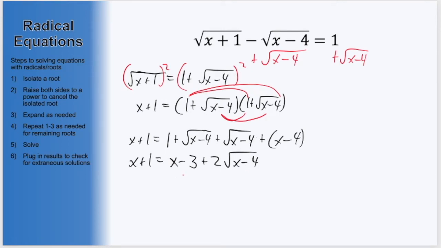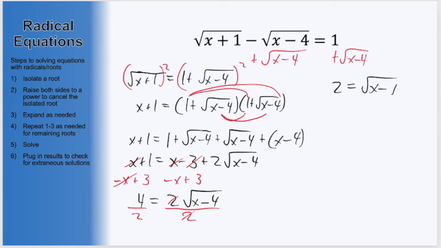To do that, I'll need to move the x and the minus 3 that's over here on the right side over to the left by subtracting x and adding 3. That'll cancel the x and minus 3 on the right, while on the left I have x minus x, which also cancels out, leaving you with just 1 plus 3, which is 4, equals 2 times the square root of x minus 4. To get rid of the 2 that is multiplying the square root, I'll need to divide by 2. Have to do that on both sides. These 2's cancel. And on the left, I'm left with 2 equals the square root of x minus 4.